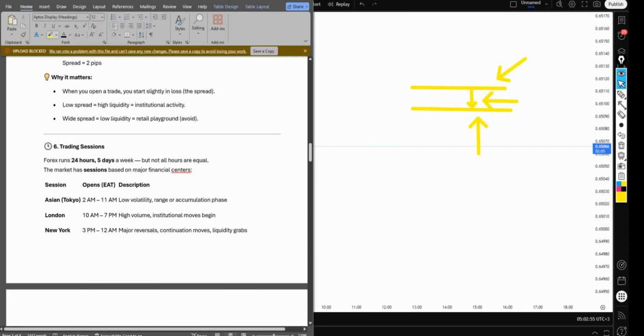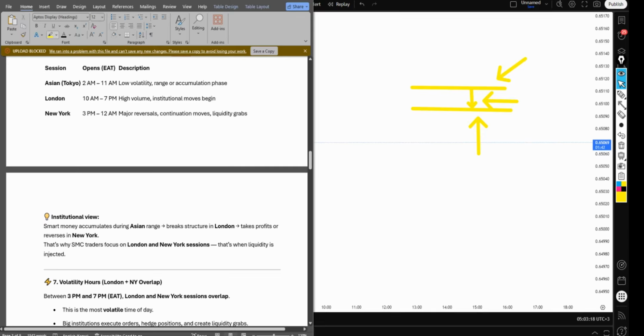And then we have our trading sessions. We have three main trading sessions: the Asian session, the London session, and the New York session. The Asian session is from 2 a.m. to 11 a.m. The London session is from 10 a.m. to 7 p.m. And the New York session is from 3 p.m. to 12 a.m.